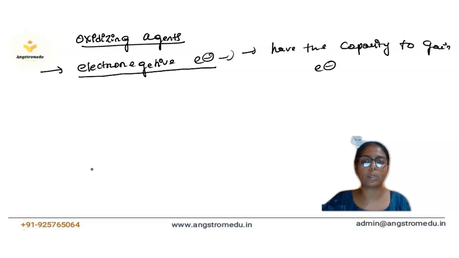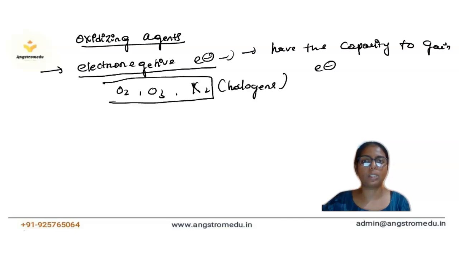Some electronegative elements are O2, oxygen, and O3, ozone, and X2, the halogens. So these are the electronegative elements. These can gain the electrons. So that's why these can act as oxidizing agents.